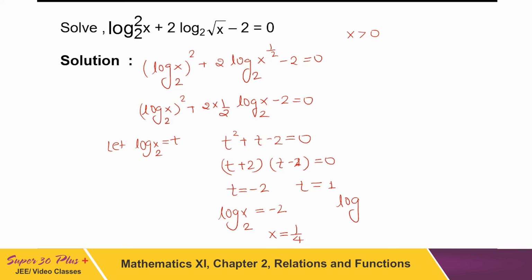From here, log x base 2 is equal to 1, so x is equal to 2. Your answer will be 2 and 1 by 4. Both answers satisfy the domain. That's why the solution of this equation is x is equal to 2 and 1 by 4.